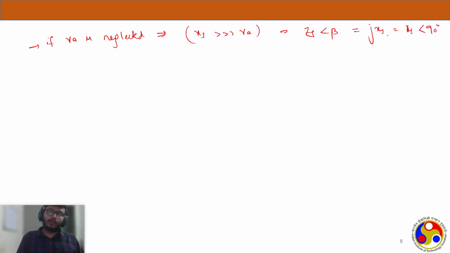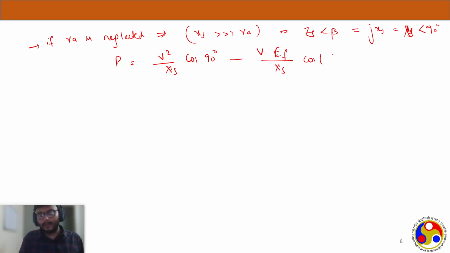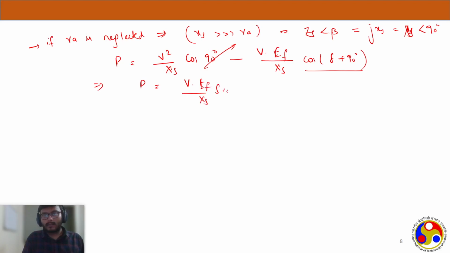Now you have to replace that in the power formula. V squared by Xs cos beta, it is cos 90 now, minus V into EF by Xs cos of delta plus 90. Now what will it be? Cos 90 is 0 and cos of 90 plus delta will be minus sin delta. Now it will be V into EF by Xs sin delta.